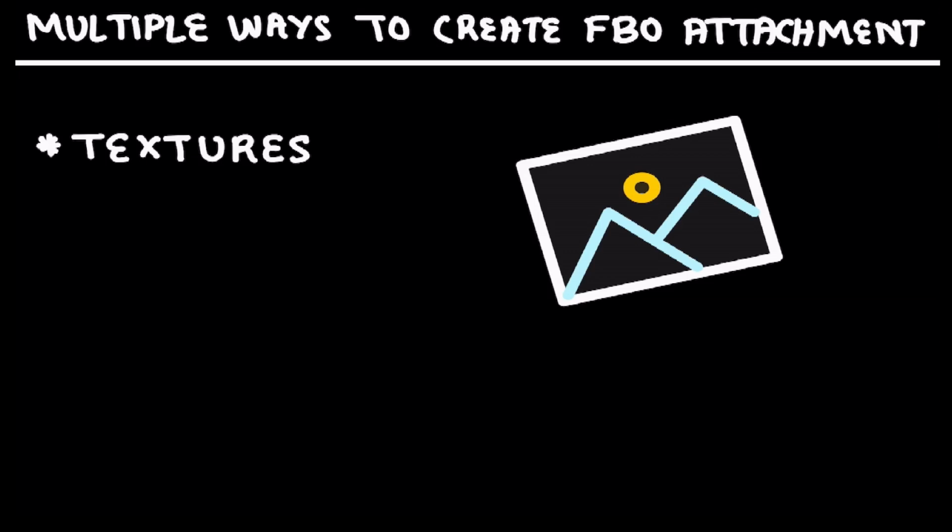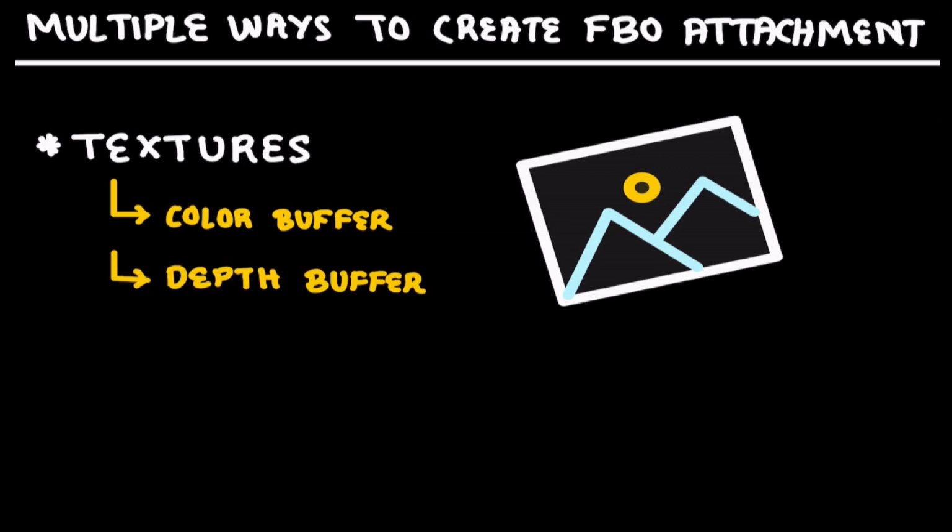There are multiple ways to create attachments for our FBO. The first method is using textures. Textures allow you to create a color buffer, depth buffer and stencil buffer. You can make whichever combo you like. So instead of loading an image into a texture, we attach it as a color buffer to our FBO. We can also attach depth and stencil buffers separately or together into a single texture.